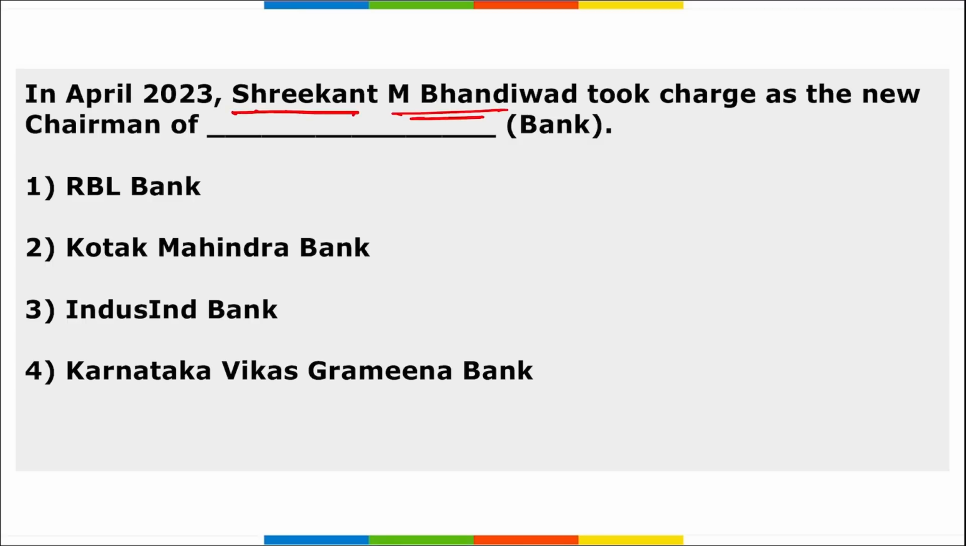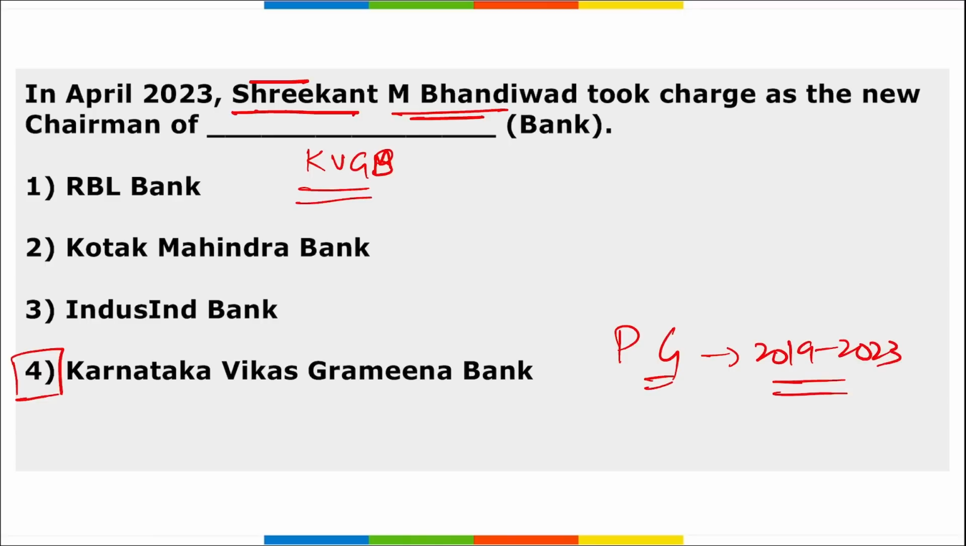Shrikant M. Bhandiwad took the charge as the new chairman of Karnataka Vikas Gramin Bank. Correct? Option D, that is Karnataka Vikas Gramin Bank. For this, who is the new chairman? Shrikant M. Bhandiwad. Right? He will succeed whom? Or the question can be asked that he will be replacing whom? Putaganti Gopakrishnan. Alright, Putaganti Gopakrishnan was the former chairperson of Karnataka Vikas Gramin Bank from 2019 to 2023, and now who has been appointed as the new chairman now?